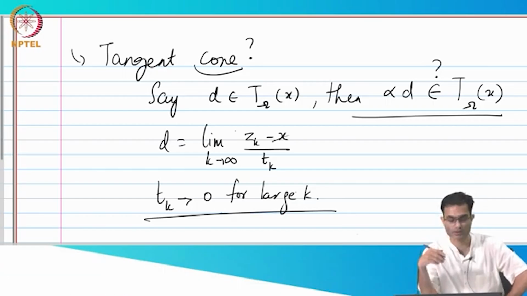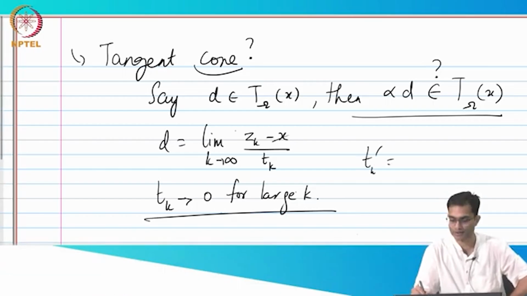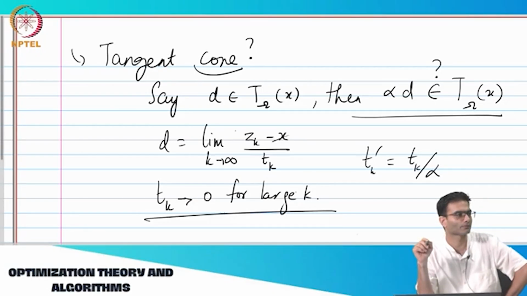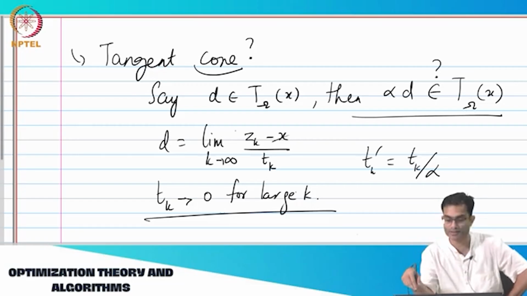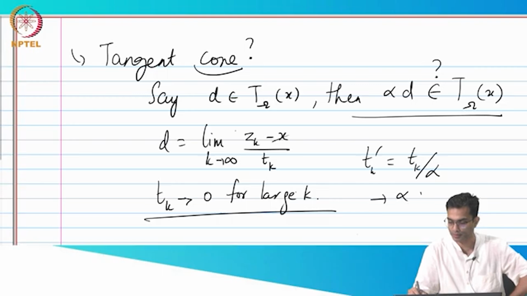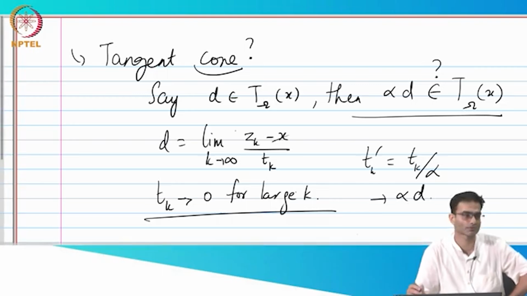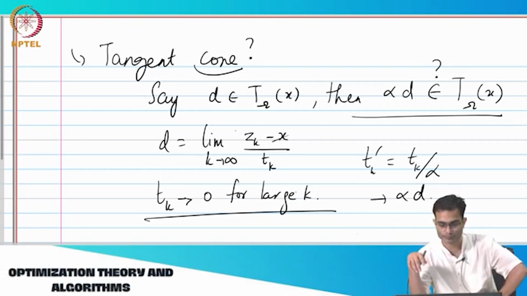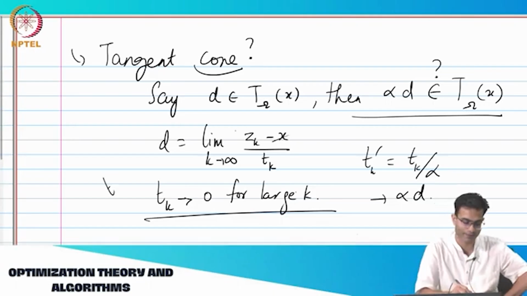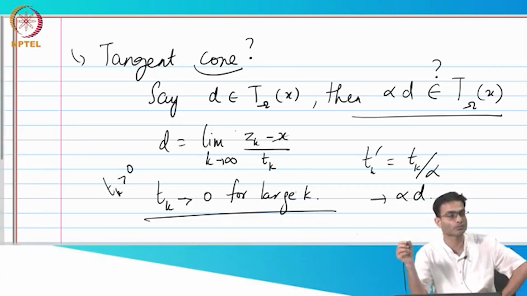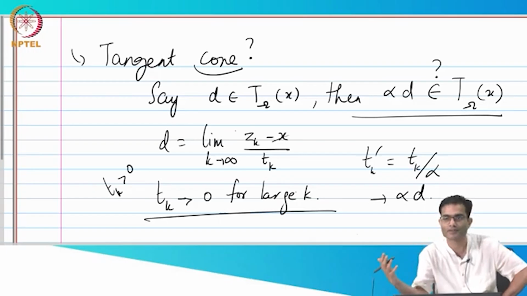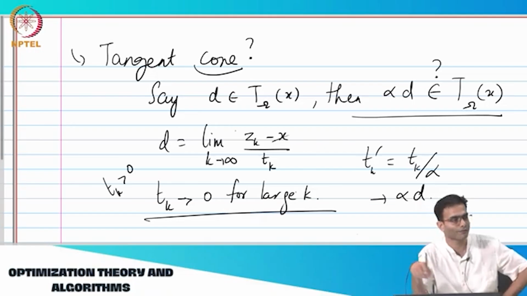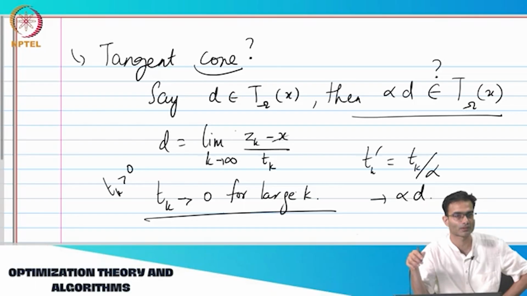So if, instead of using this tk, I define a tk dash equal to tk by alpha, still fine, right? And if I define it as tk by alpha, the vector that I get will be alpha times d. This is the same vector, but I just changed my definition of tk. Along with the fact that tk is greater than 0, you can see that this object that we have defined is a cone.